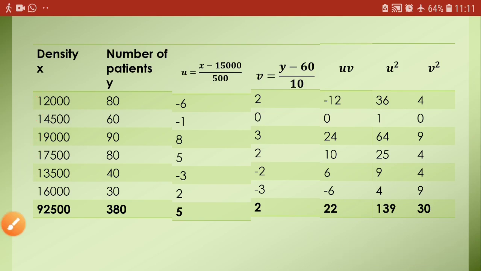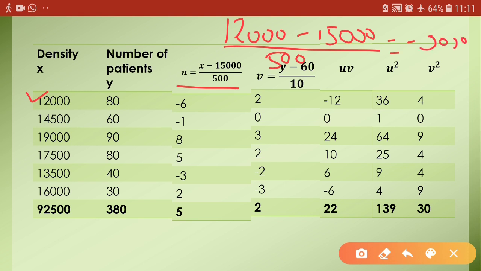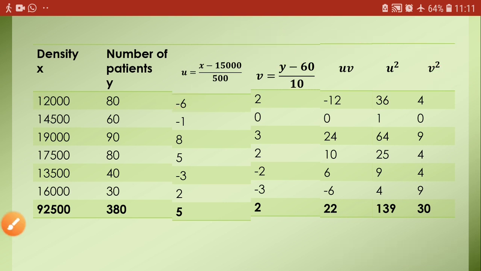So let's find u when x is 12,000. Let's find it with this formula. 12,000 minus 15,000 upon 500. So 12,000 minus 15,000 is basically negative 3,000 upon 500. If you divide, minus 3,000 upon 500 is minus 6. Okay, so this way you have to find it.